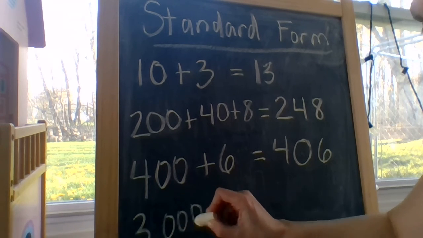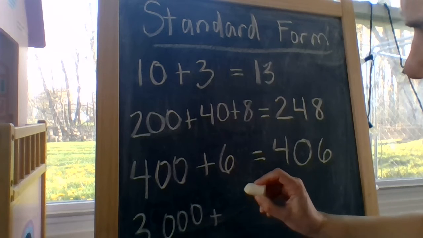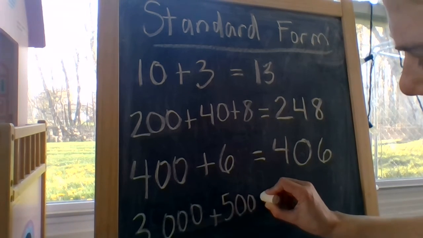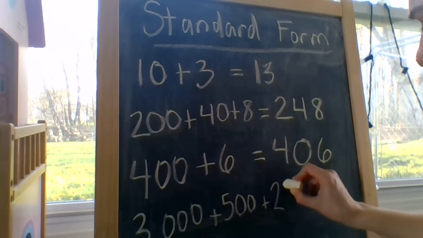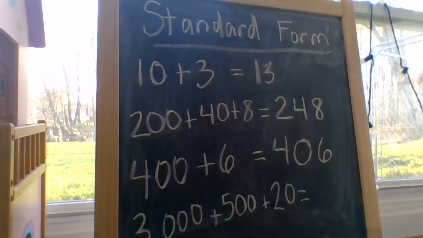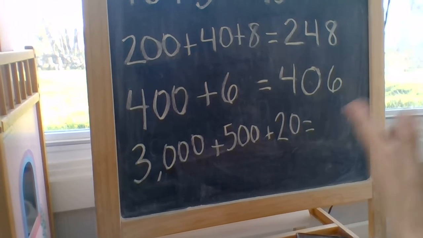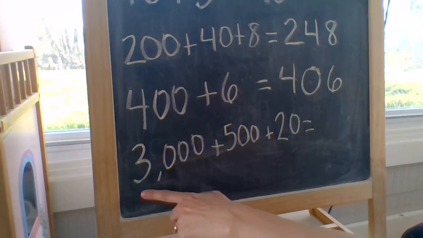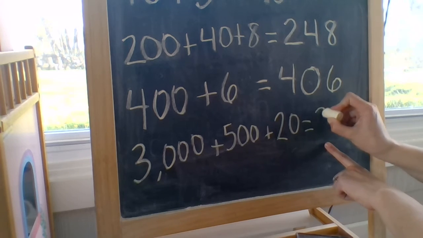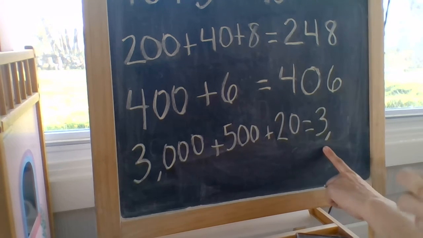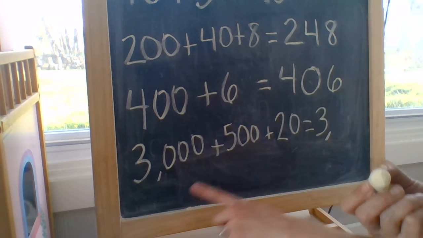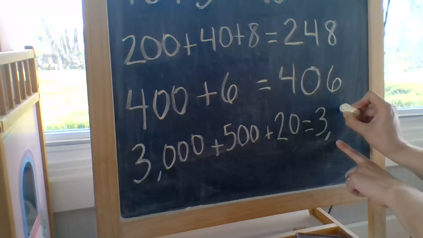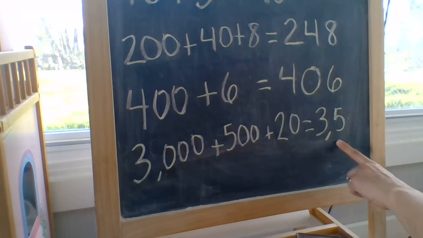3,000 plus 500 plus 20. All right, so I'm going to start with my largest digit. This largest digit is a 3,000. It's going to be a 3 in the thousands place. Put my comma because I know I'm going to enter into the hundreds now. Oh, I have 100. I have how many hundreds? I have 5 hundreds. Put my 5 in the hundreds place.